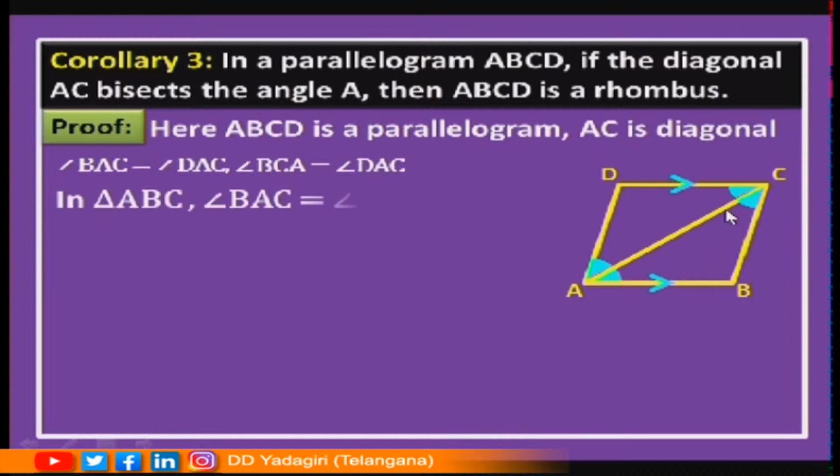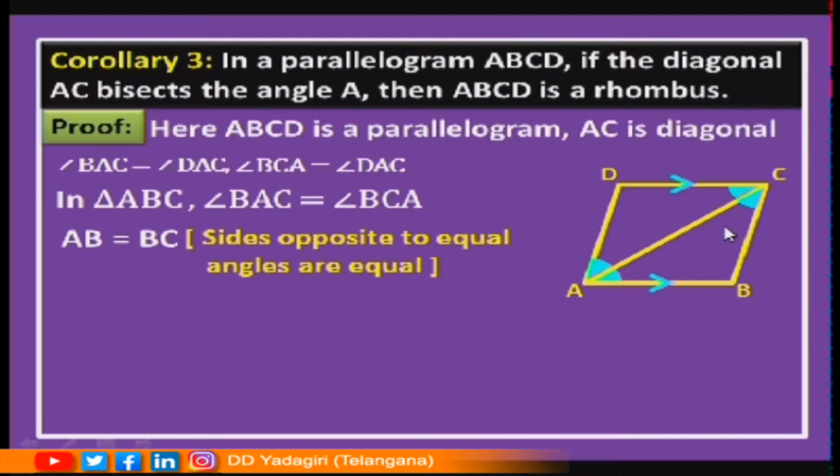Okay, children. Now, let us consider the triangle ABC. In this triangle ABC, you can notice these two angles are equal, that is angle BAC, this part, and angle BCA, this part. In a triangle, whenever two angles are equal, the sides opposite to them are also equal. Now, which are the two sides opposite to them? Yes, BC and AB. This is the opposite side to this angle, and this is the opposite side. So, that means AB and BC both are equal. This is the reason we have AB equal to BC.